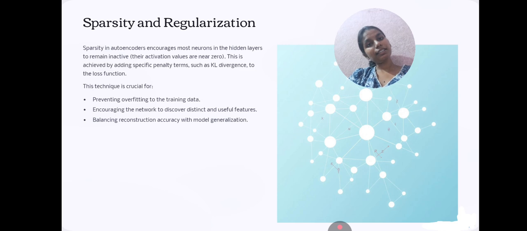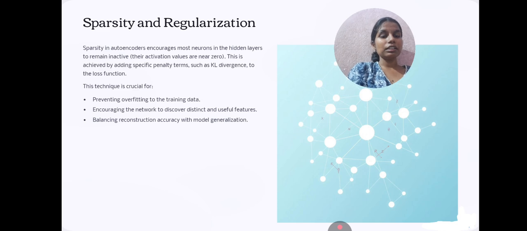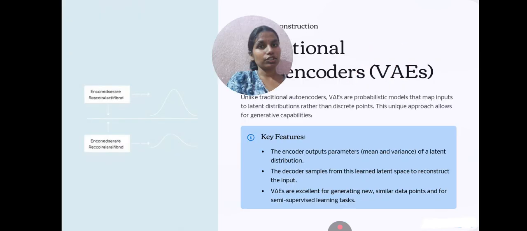Third one is sparsity and regularization. Sparsity in autoencoders is mainly used to make the neurons in the hidden layers remain inactive. Their activation values are nearly zero. This is achieved by adding specific penalty terms such as KL divergence to the loss function. This technique is crucial for preventing overfitting to the training data. It encourages the network to discover distinct and useful features, balancing reconstruction accuracy with model generalization.